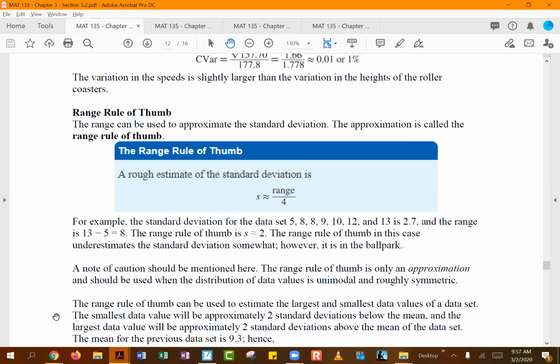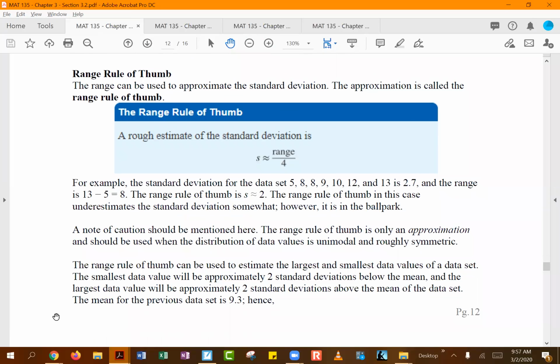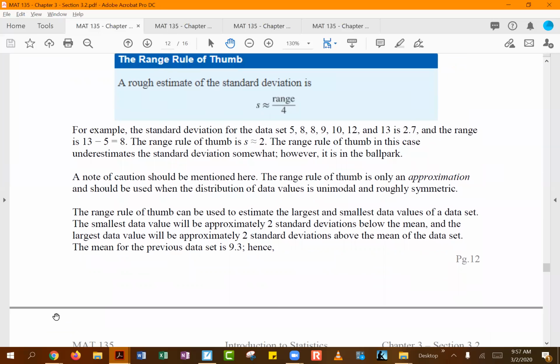So again, just a basic example underneath that box, you've got your data set of 5, 8, 8, 9, 10, 12, and 13. If you did the standard deviation using the formula, you're going to get 2.7, but using our range rule of thumb, it comes out to be approximately 2, right? So again, 2.7, and you're getting a value of 2. So you're going to be nearby, but not an exact answer. And this is obviously just to get an idea. If you're trying to do some kind of rough calculation and you just want to know what that standard deviation would be like without getting into details, this is a good way to go about it.